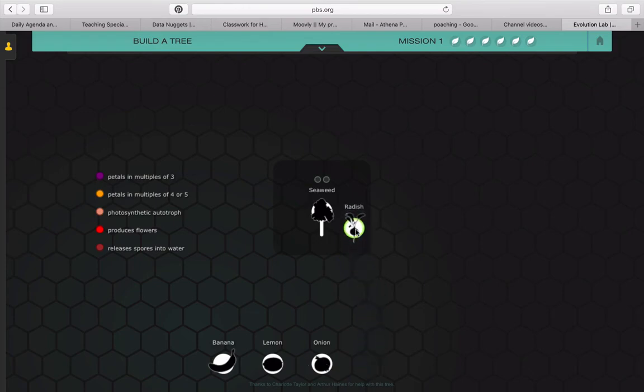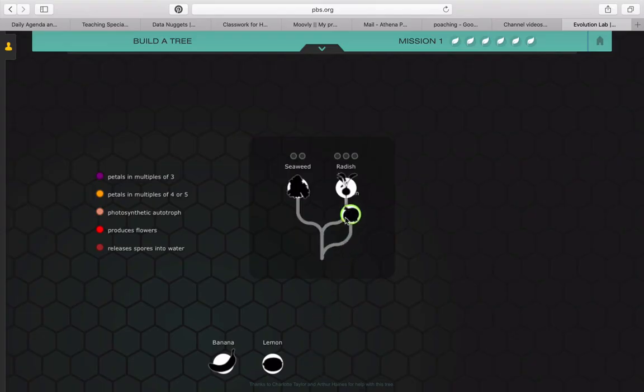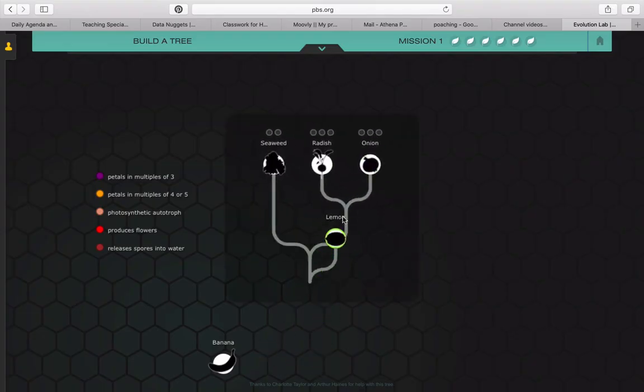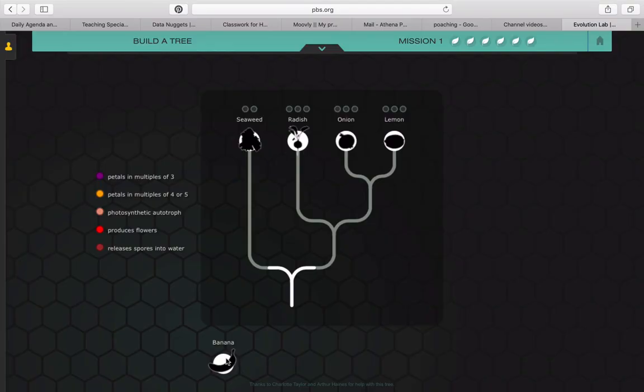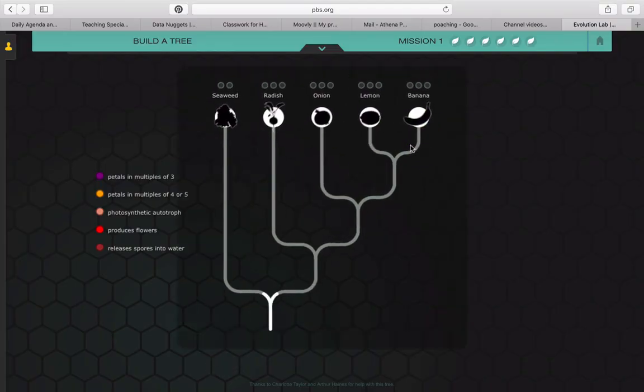I'm going to say radishes seem kind of more primitive than others to me, followed by onions, followed by lemons, and then I'm going to assume bananas are the most recent branch off here. Okay.